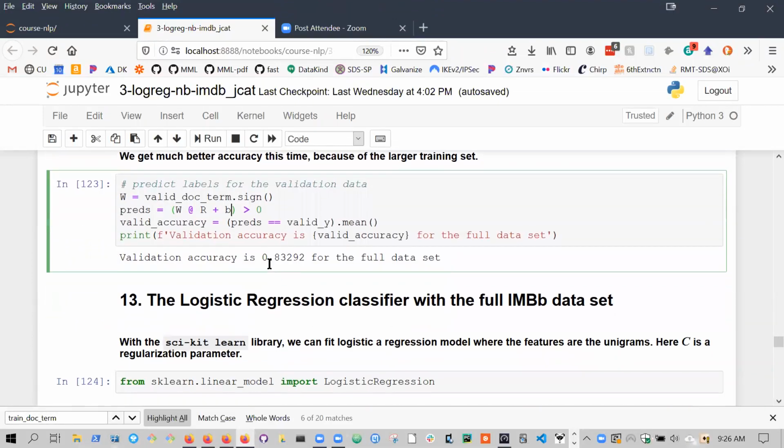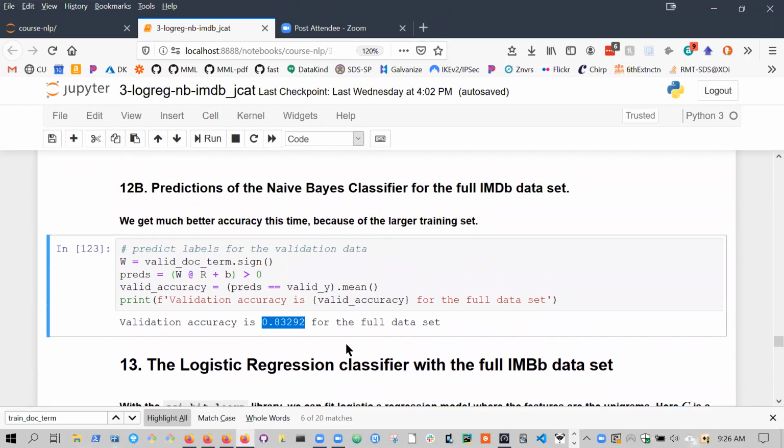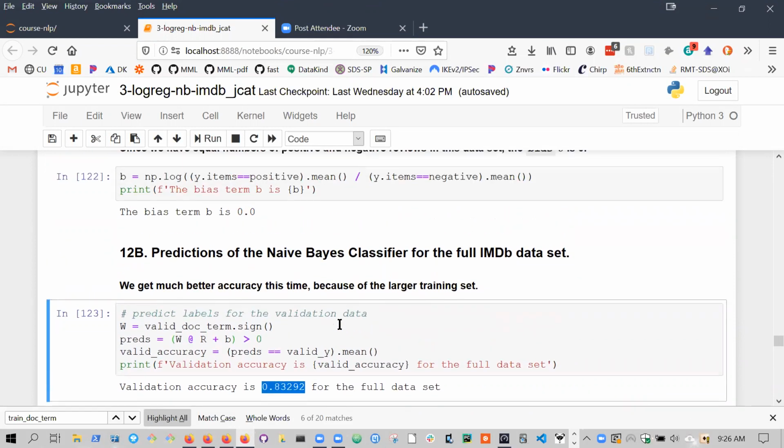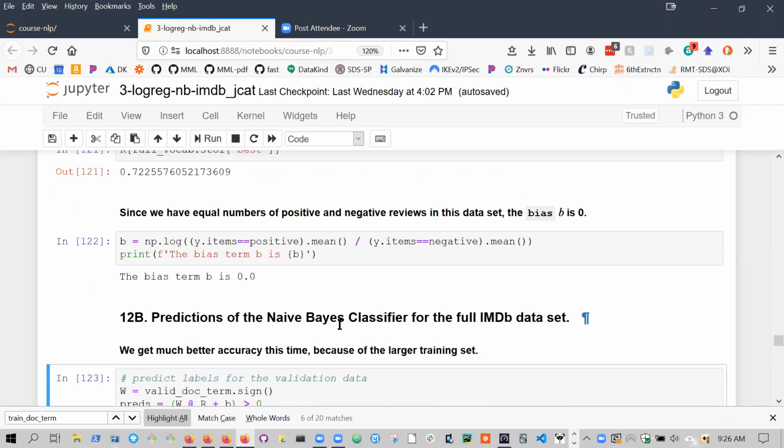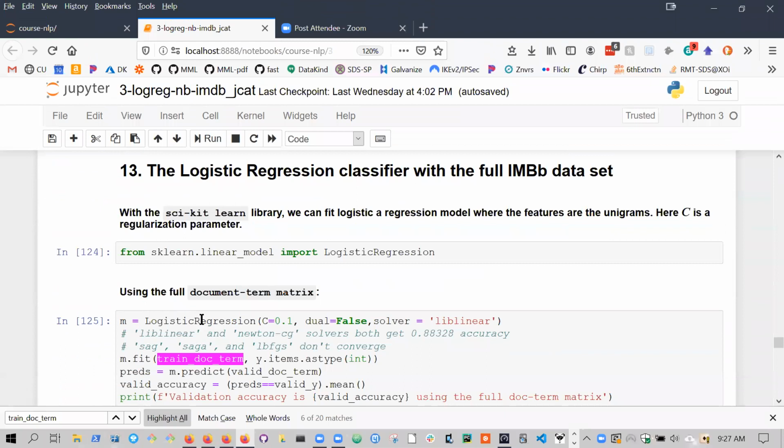We do the same thing. We make a prediction, and we get 83% for our full data set. So that's a huge improvement. It means that having more data got us a lot. Instead of 800 reviews, I think there were, I can't remember, 50,000 or something. Anyway, we got a huge improvement by getting more data.